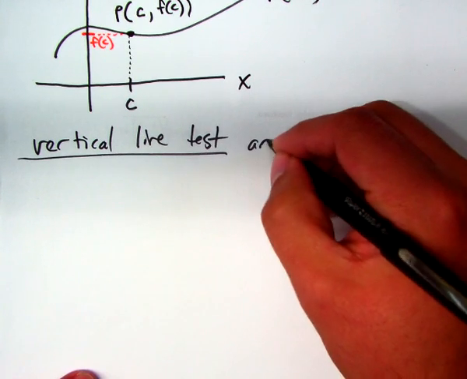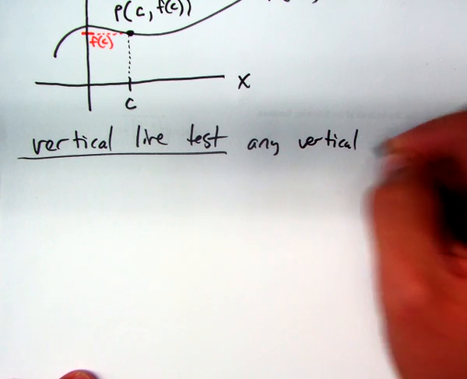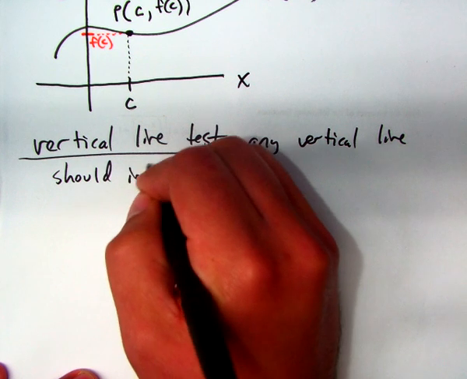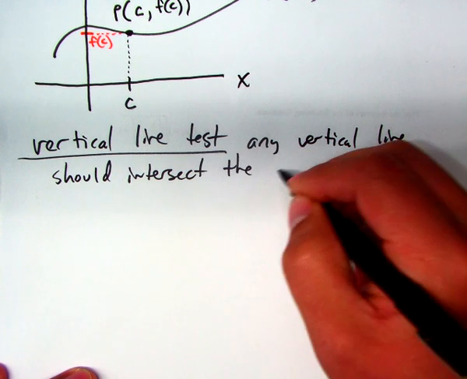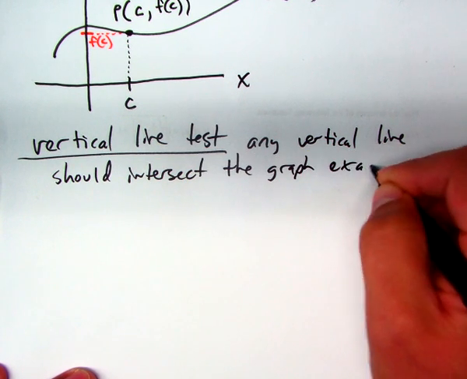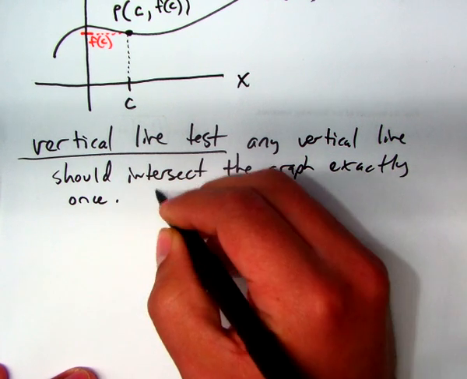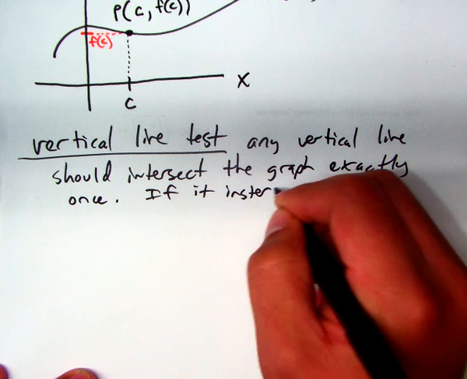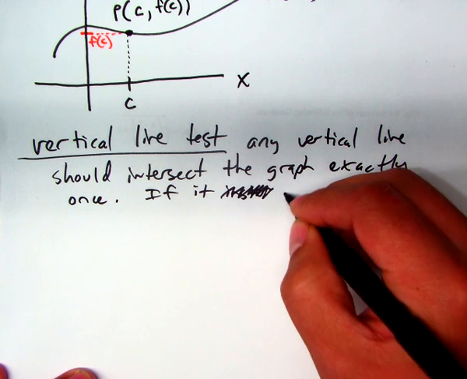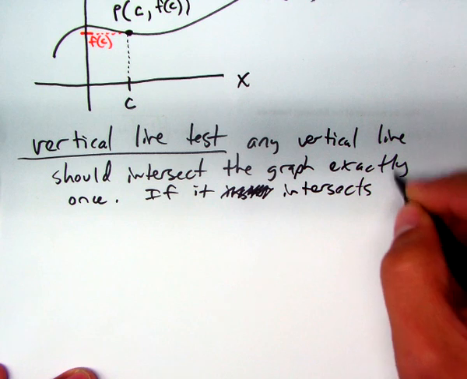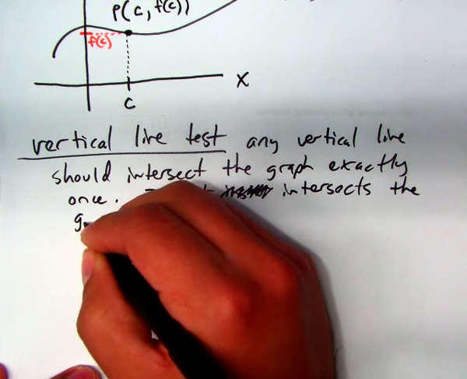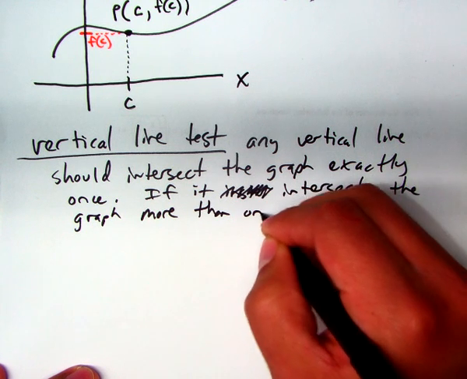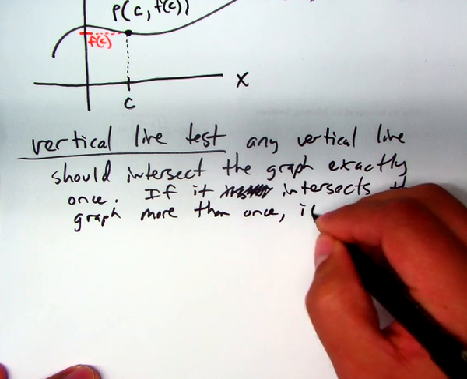So let's say this. Any vertical line should intersect a graph exactly once. If it intersects the graph more than once, as what Brandon was saying, it's not a function.